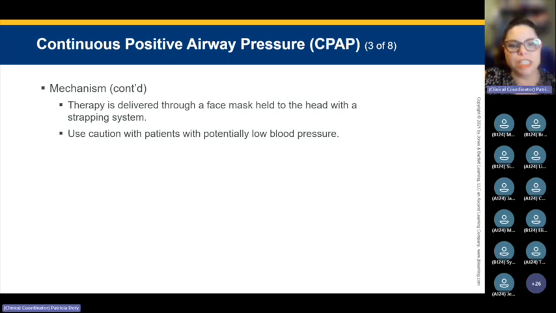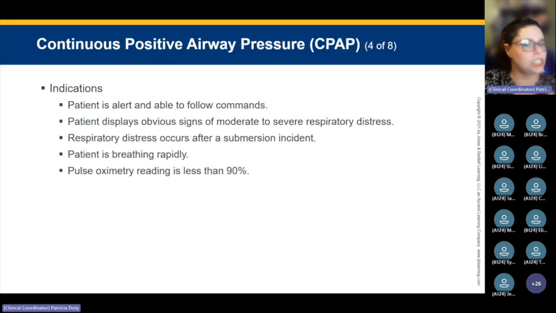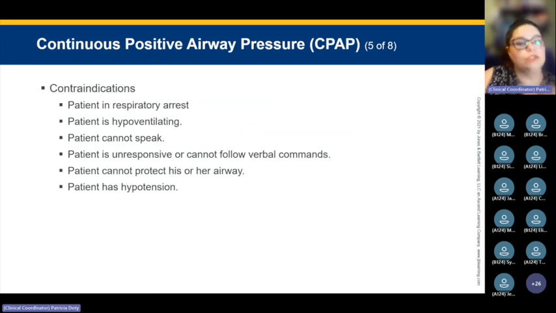Use caution with patients with potentially low blood pressure, and you want to make sure that they can also follow directions. This is a big thing. If they cannot follow directions or cannot swallow, you should not put this on the patient. So indications: patient is alert and able to follow commands, displays obvious signs of moderate to severe respiratory distress. The respiratory distress occurs after a submersion incident, so if it's a near drowning, the patient is breathing rapidly and the pulse ox is less than 90%. And those are obvious signs.